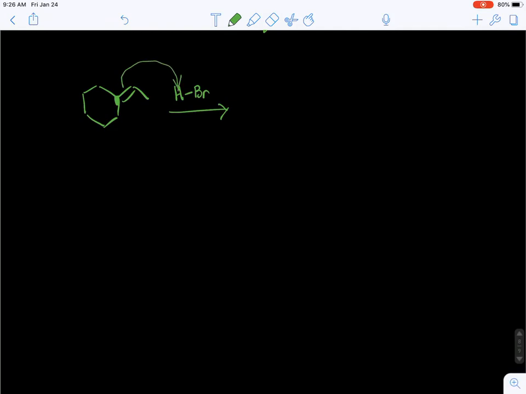hydrogen of our acid. And what we will do is attach the hydrogen to the less substituted carbon, and that will leave a positive charge on the more substituted carbon. We can classify this intermediate as a tertiary carbocation.